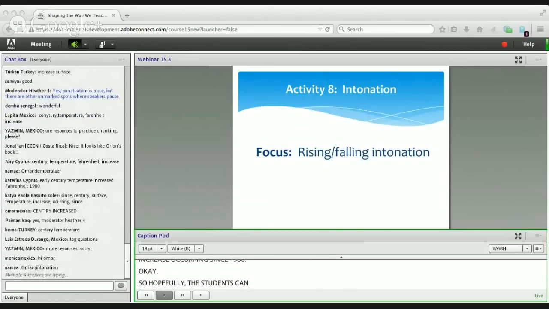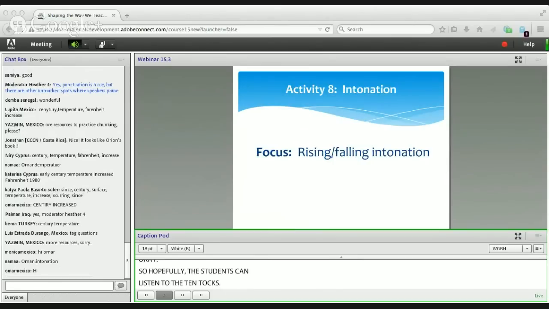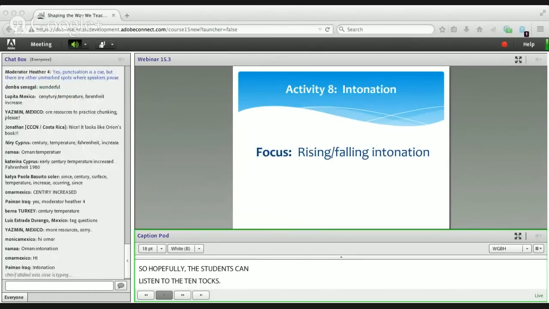Actually, I do this with a song. I do it with Beatles songs. I do it with all kinds of songs. Songs definitely pause, and they pause usually with the thought groups. Okay, and finally in poems as well.